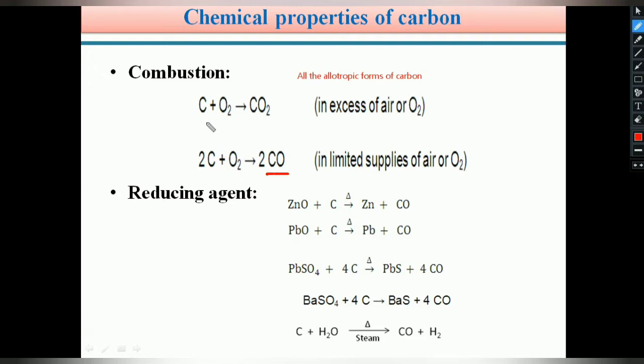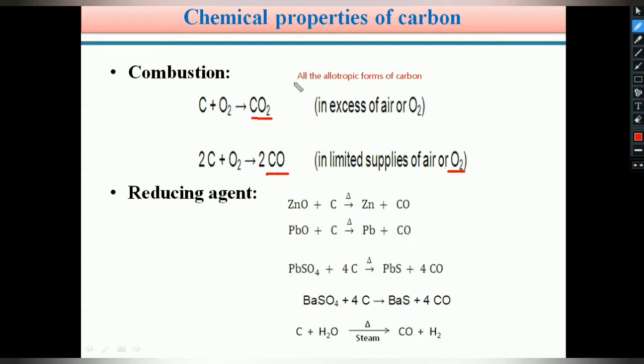So students, when carbon burns in the presence of oxygen, it forms CO2 or CO, carbon dioxide or carbon monoxide. If excess air or excess oxygen is present, it forms CO2 as a product. If there is a limited supply of air or a lower amount of oxygen when you combust the carbon, it forms carbon monoxide.